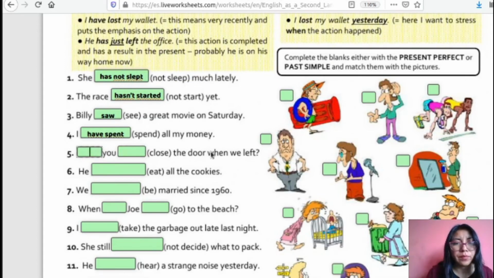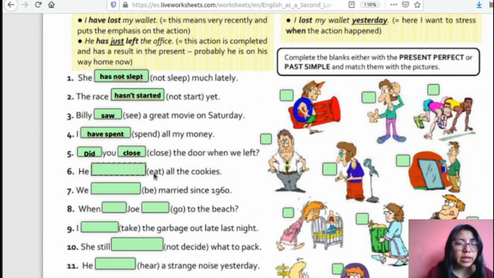Okay, yeah. Pay attention, you close the door when we left. In this case I am talking about closing the door. Okay, that is a past action, a completed past action, so I am going to use past simple. Did you close the door when we left? Okay, in this case I am using the auxiliary did because that is the structure in order to form questions in past simple.